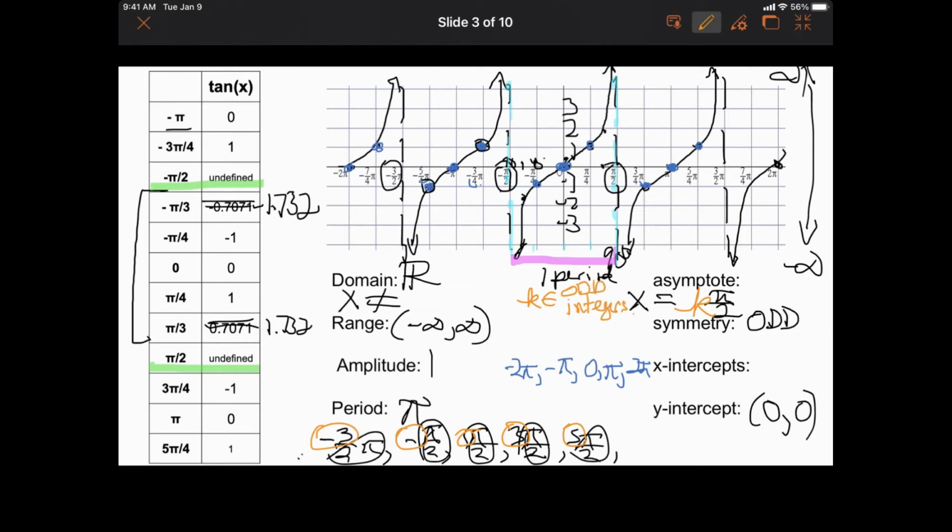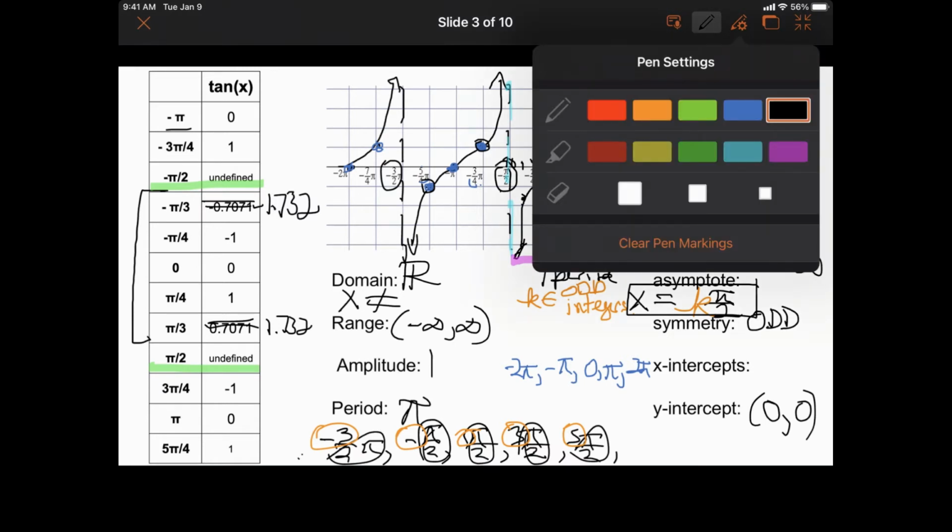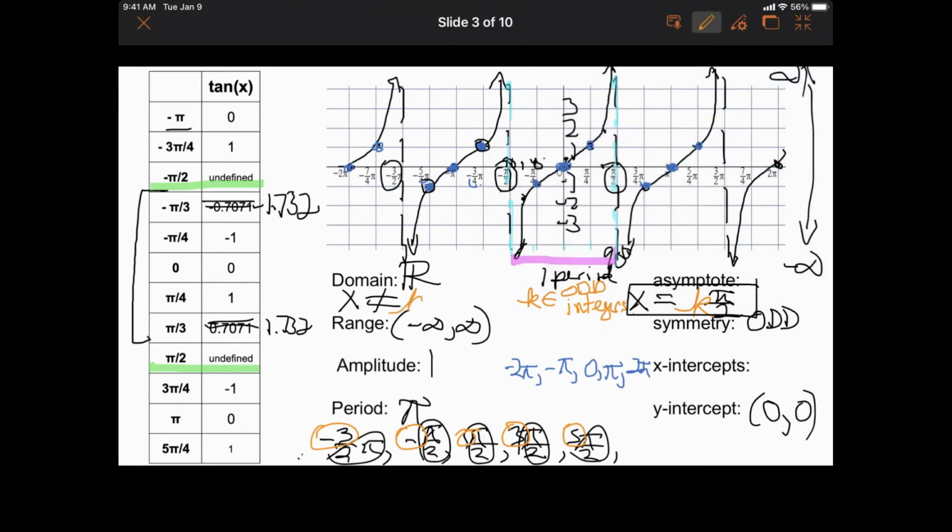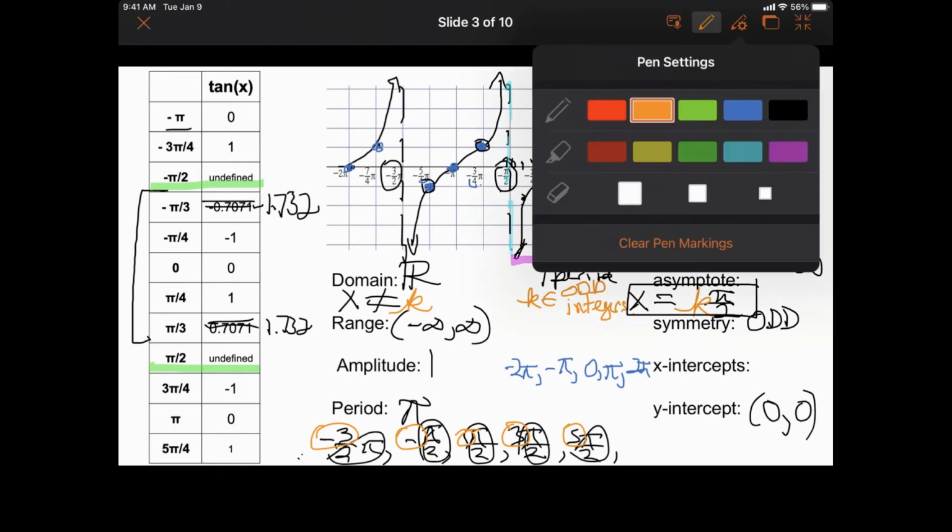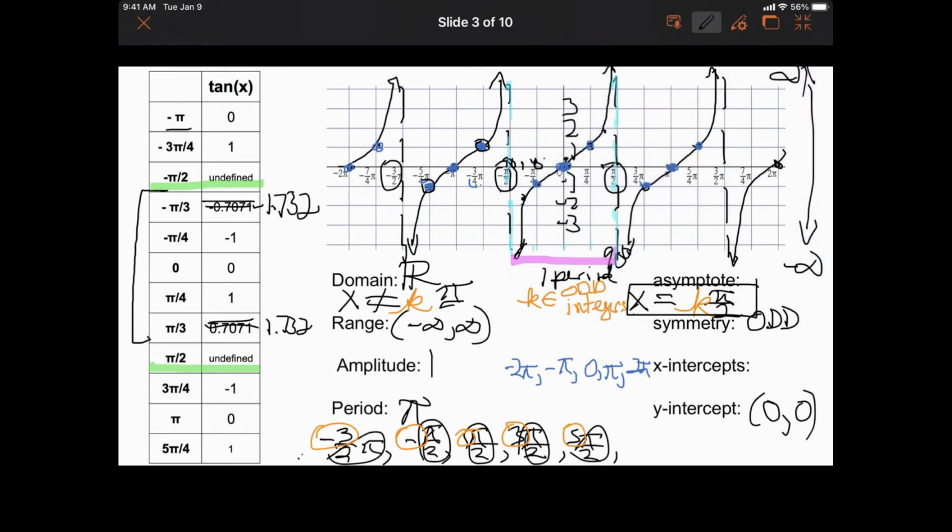Now, if we remember, the relationship between asymptotes and domain is that wherever the asymptote is equal to, that is where the domain is not equal to. So the not equal to over here is k pi over 2, and k is going to be odd. K is an element of odd integers for both of these k's.